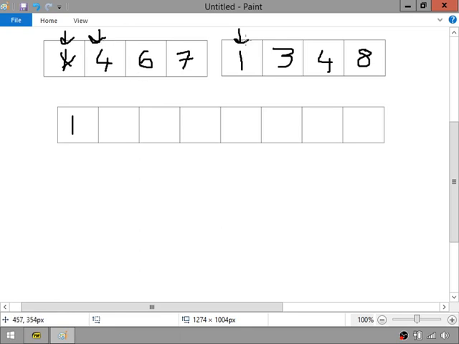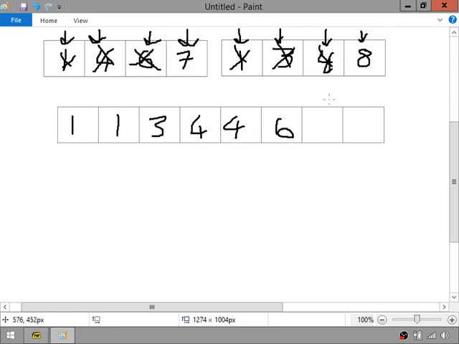Now let's compare 1 with 4, so 1 goes in first. Let's compare 4 with 3. 4 with 4, well again, they're the same, so it doesn't matter which one goes in first, but given we went to the left last time, we should stay consistent. Now let's compare 4 with 6, well 4 is smaller. And let's compare 6 with 8. 6 is smaller.